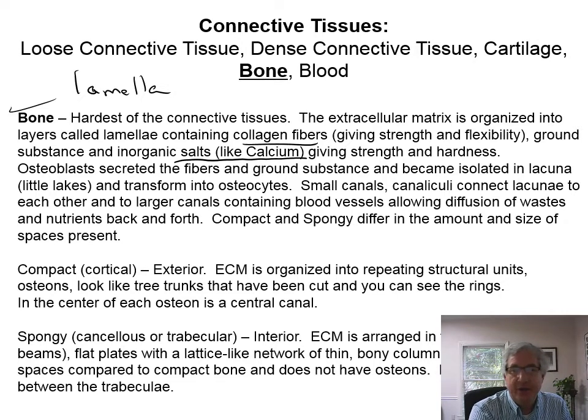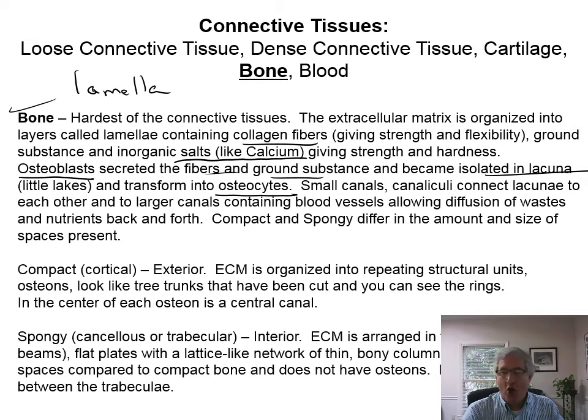The cells that are in bone are called osteoblasts. Blast is always a name for a cell, usually referring to an immature cell. They secrete the fibers and the ground substance, and they become isolated in lacuna also, just like in cartilage. So cartilage and bone are similar in some ways, and that's why you form hyaline cartilage, and that can form into bone. It becomes calcified and turns into bone. So the osteoblasts secrete the fibers and the ground substance. They become isolated in lacuna and transform into osteocytes.